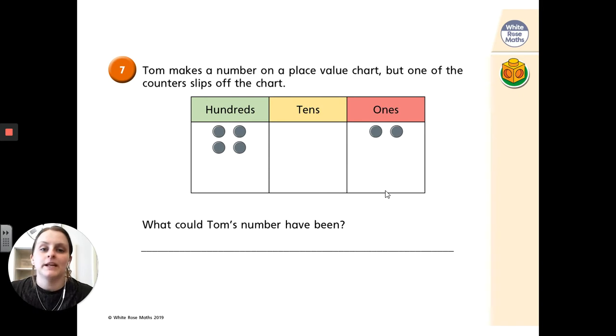Tom makes a number on a place value chart, but one of the counters slips off the chart. What could Tom's number have been? Now, one of the counters has slipped off. You have 3 possible answers for this. So if he had that counter back, where could it have gone? What number would it have produced if it was on the hundreds or the tens or the ones? So what are your answers?